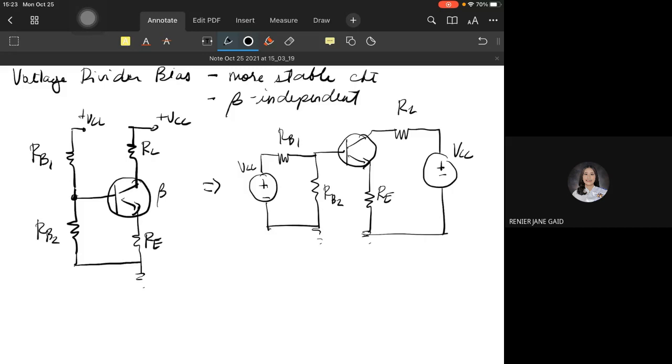Is there any question sa pag-redraw? Does it logically look the same? Would you agree? Yes, sir. Alright, thank you.